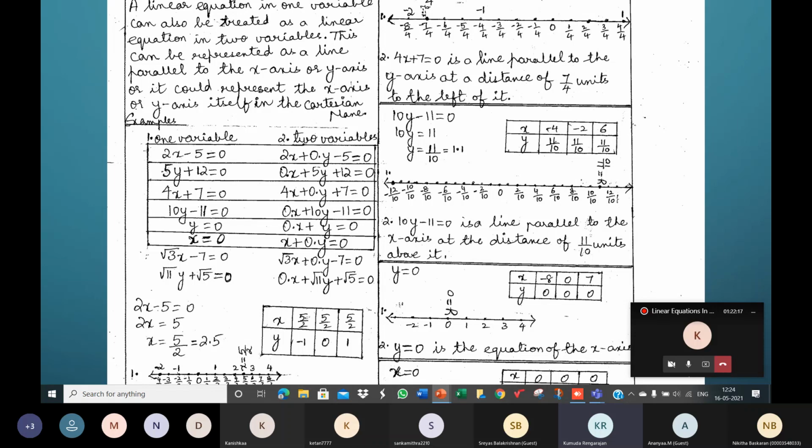Which quadrant? Where does it lie? 2.5 comma 1. First, ma'am. When you plot it, it lies in the first quadrant. So on plotting these 3 points, we have 5 by 2 comma minus 1 lying in the fourth quadrant, 5 by 2 comma 0 lying on the x-axis, 5 by 2 comma 1 lying in the first quadrant. Now join these 3 points. Extend it. It's a line. You can just extend it freely.